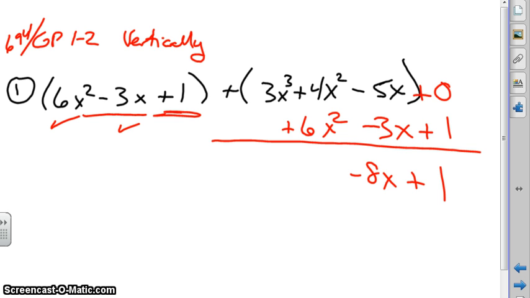Dylan? 10x squared. And then we have 3x cubed plus no more x cubed. So what do we have? 3x cubed. Good. And that's in standard form because the highest exponent is first.